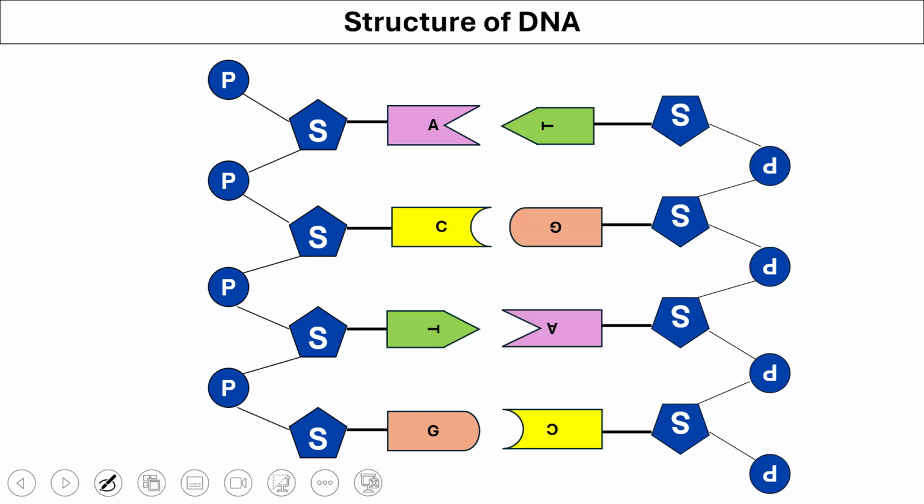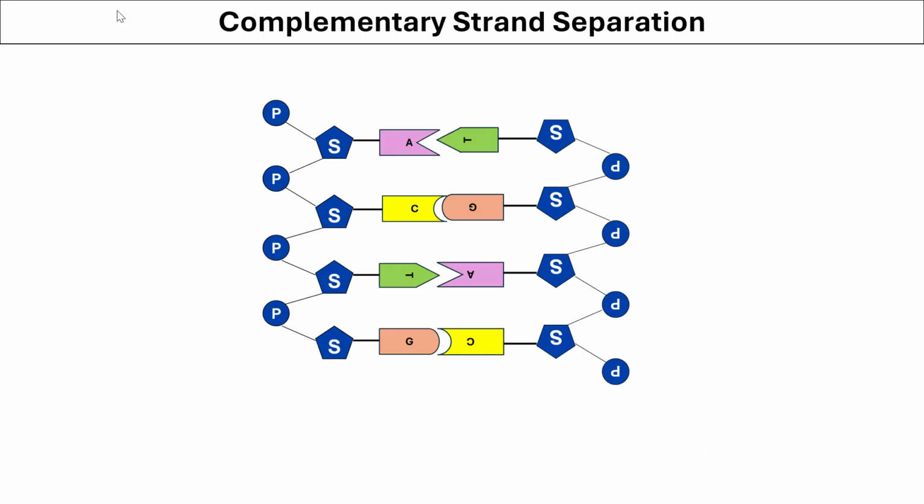So this will be the molecule of a DNA, with two strands running anti-parallel to each other. Also, there will be hydrogen bonds between these base pairs. There will be a double bond between adenine and thymine and a triple bond between guanine and cytosine.